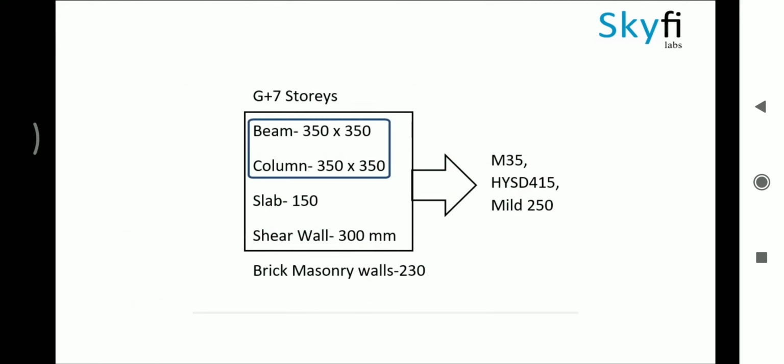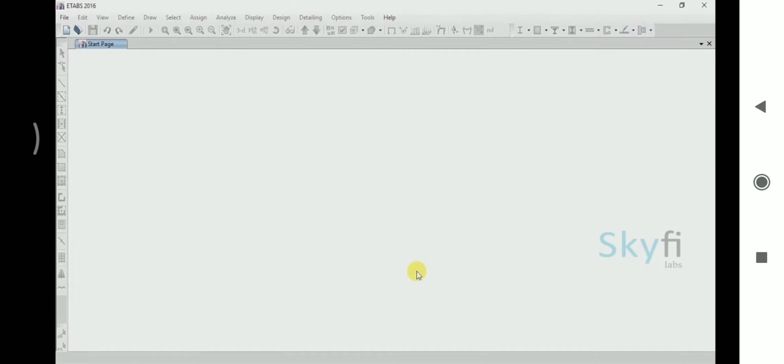The beams and columns have a section of 350 mm by 350 mm each, while the slabs are 150 mm thick. The internal shear wall is 300 mm thick, and the external brick wall is 230 mm thick. The beams, columns, slabs and shear walls are of reinforced concrete material, having concrete grade M35, and rebar grades HYSD 415 and mild 250. Open the ETABS software.